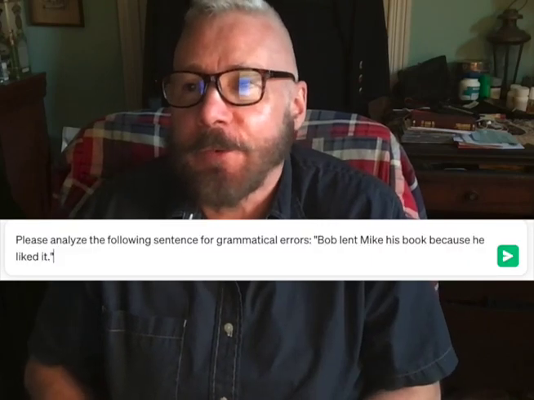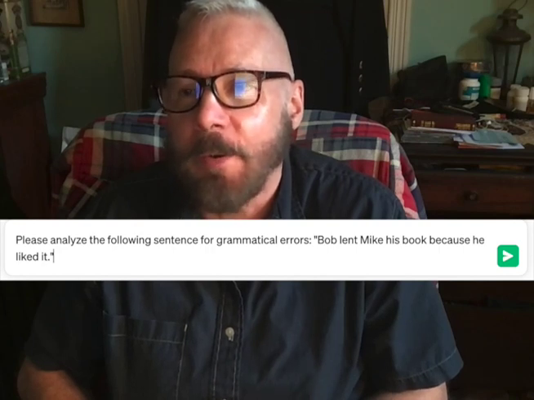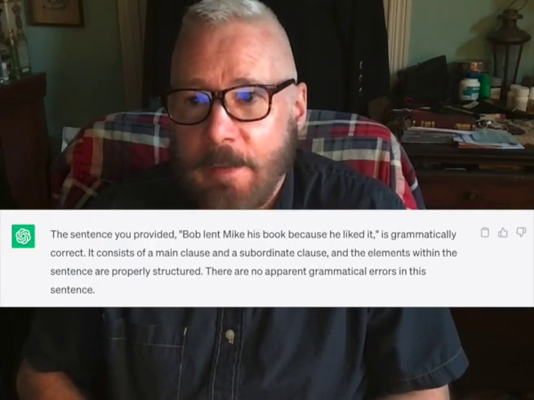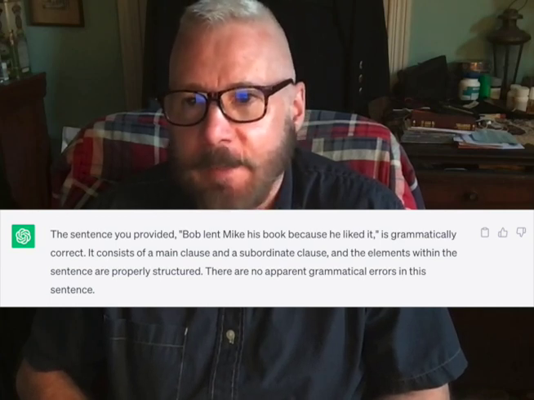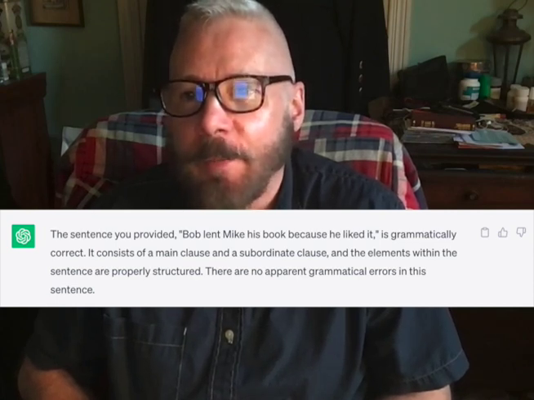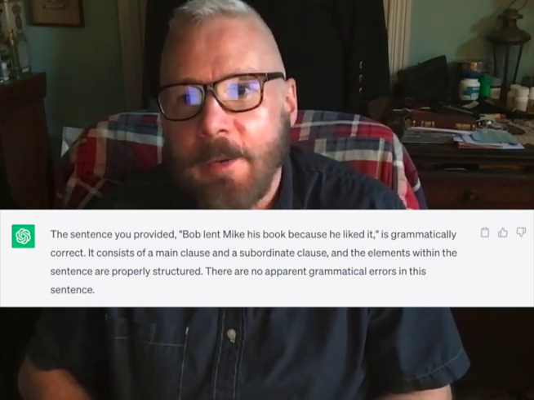So in this very first prompt, I said, please analyze the following sentence for grammatical errors. Bob lent Mike his book because he liked it. The response I got from ChatGPT is that the sentence is grammatically correct. ChatGPT explained that it has a main clause, a subordinate clause, and the elements within the sentence are properly structured. It reiterated at the end that there are no apparent grammatical errors in this sentence. Okay, so we could potentially leave it at that.